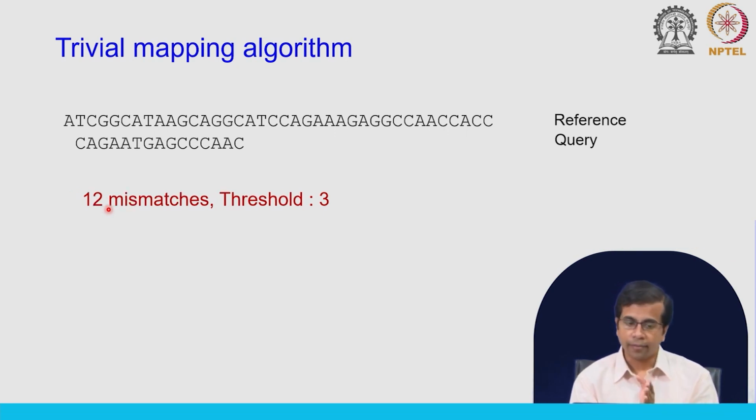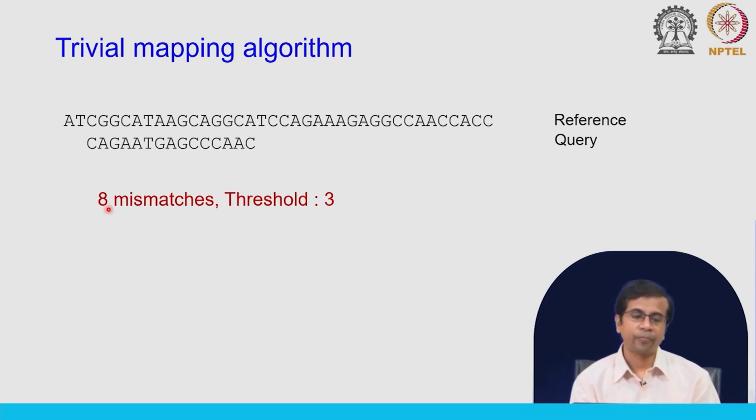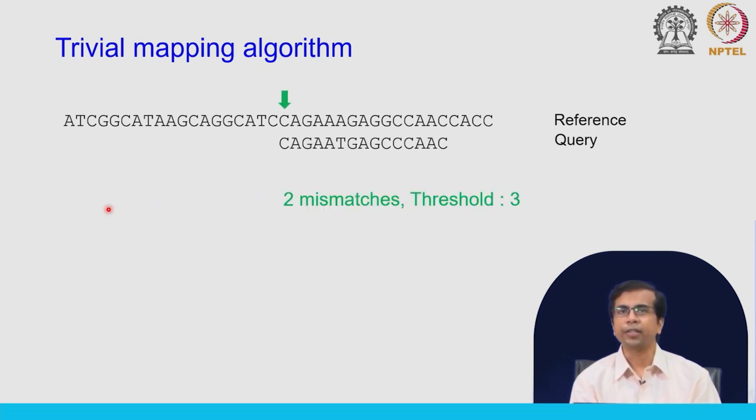We move along, we are sliding along the reference sequence, and we again count the number of mismatches. Here it is 12, again higher than the threshold. So, we continue. Here there is a slight decrease, 8 mismatches, but this is again higher than the threshold that we have set, and we continue this process until we reach a point where we have 2 mismatches, which is below the threshold we have set. So, this is the location of this read.